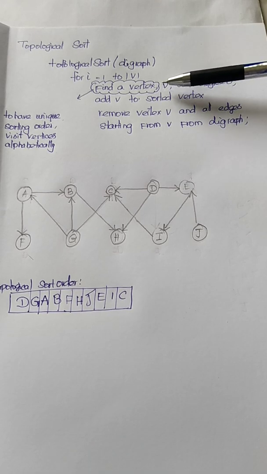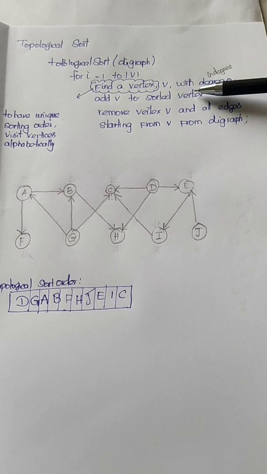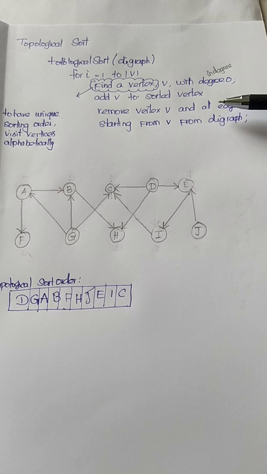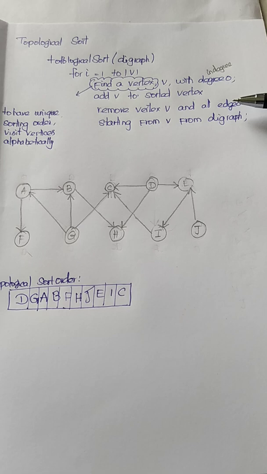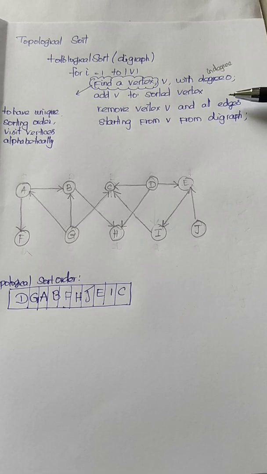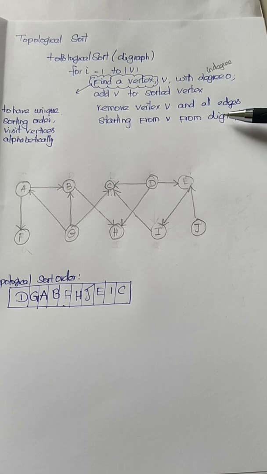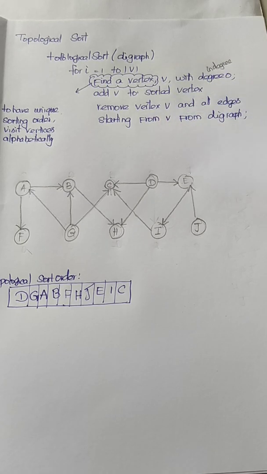After you find a vertex, add that vertex to the sorted vertices and then remove it from the graph. Not only the vertex, you are also going to remove the associated outgoing edges starting from that V, the outgoing edges from that digraph. So these are the three steps we are going to do.